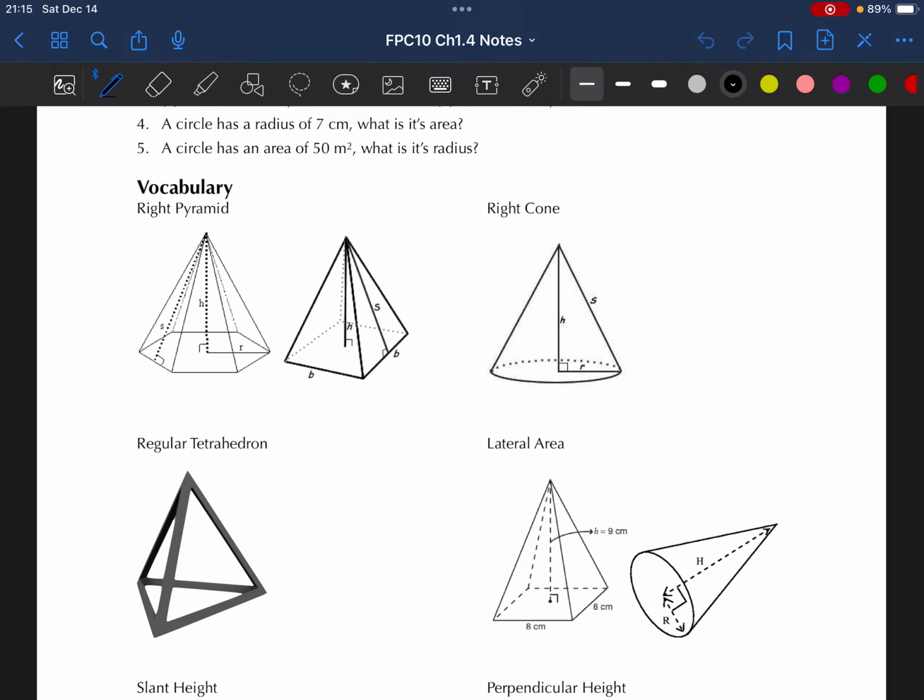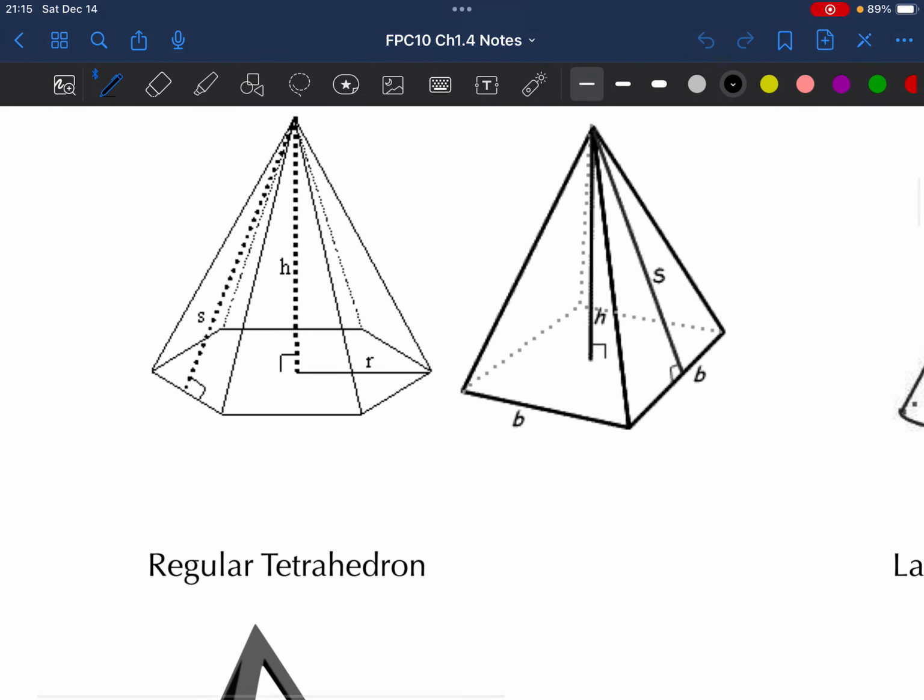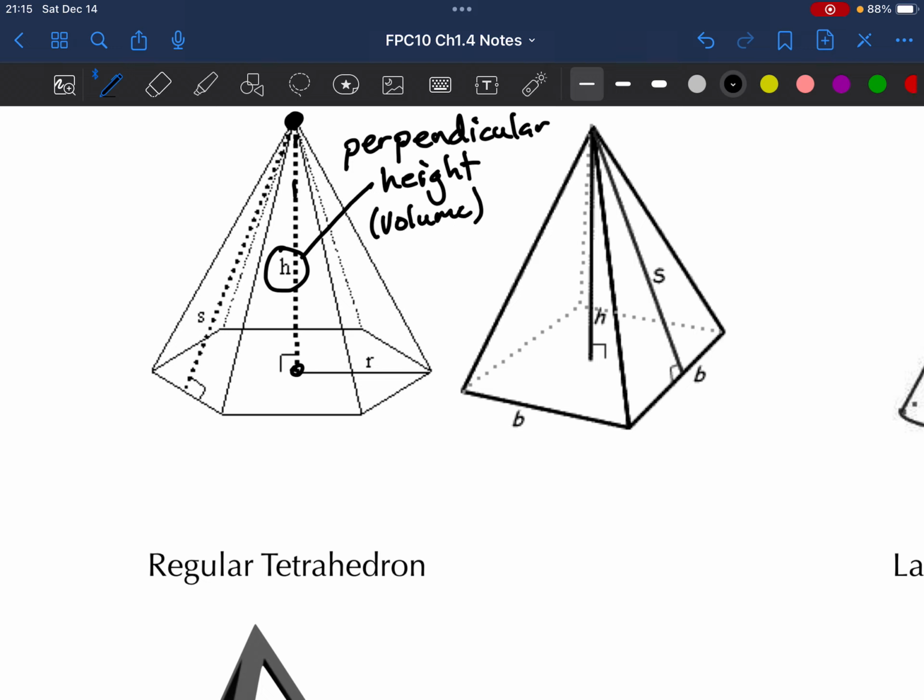So within them, this H is the distance from the top point down to the middle. H, this we call our perpendicular height. And this is important for volume calculations, not so much for surface area calculations. The slant height here is more important for surface area calculations. So S is the slant height.